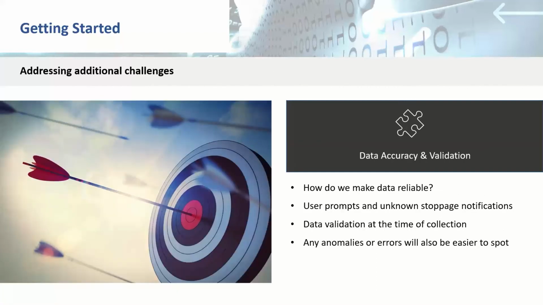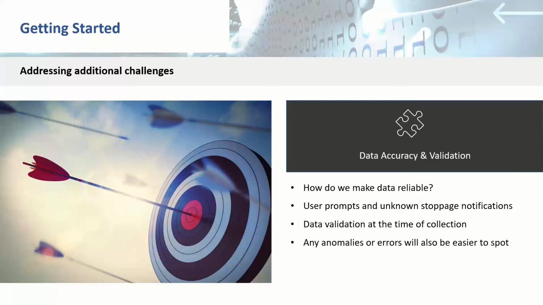I just want to take you back to one of, I think it was either my first or second slide, where I talked about data accuracy and validation. So how do we make the data reliable? Well, in the CKAO system, we use prompts to the users to try and encourage them to enter the information at the point of use, so that they're not having to calculate estimated times at the end of the shift and work out how long they spent, for example, setting a particular job.